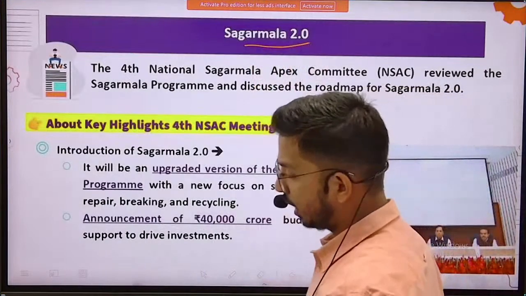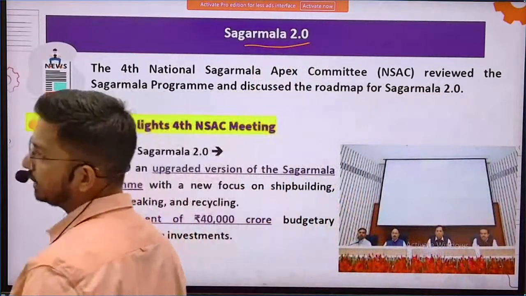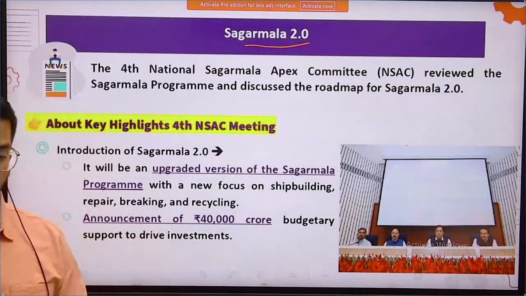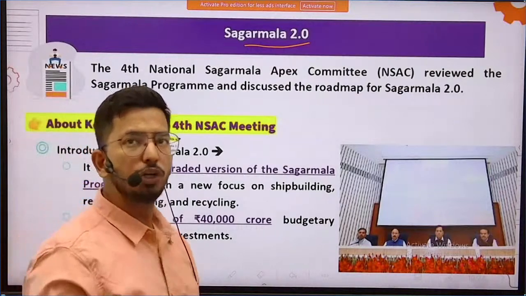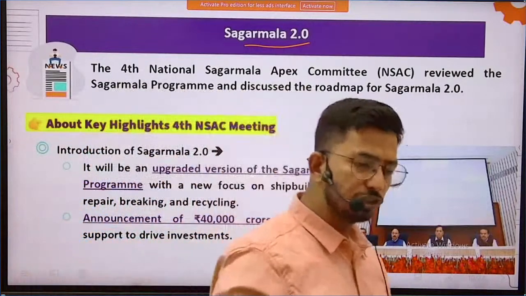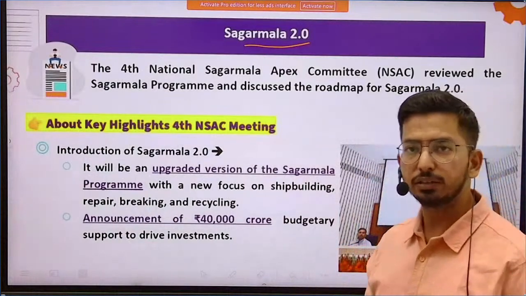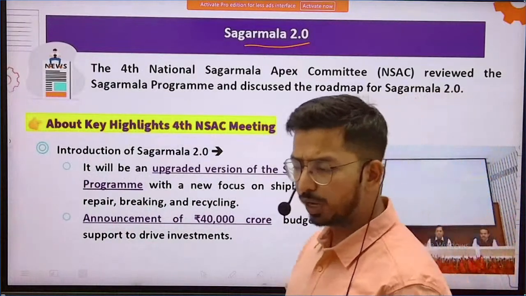As you can understand, 2.0 means there must be some kind of, previously Sagarmala has been launched only. It's a newer version. Okay. The plans have been changed. The goals must be trimmed, right? Which additions have happened, funds allocation and all that.